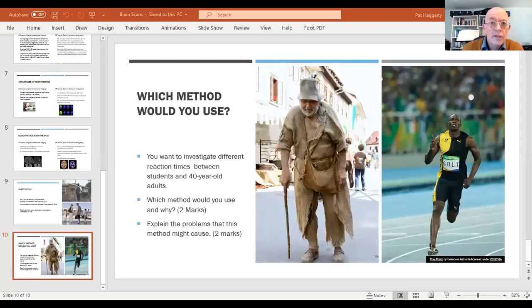So today we're going to be looking at brain scanning. So let me just share my screen with you and pull up the appropriate bit. And here it is. Okay, so let's go from the beginning.